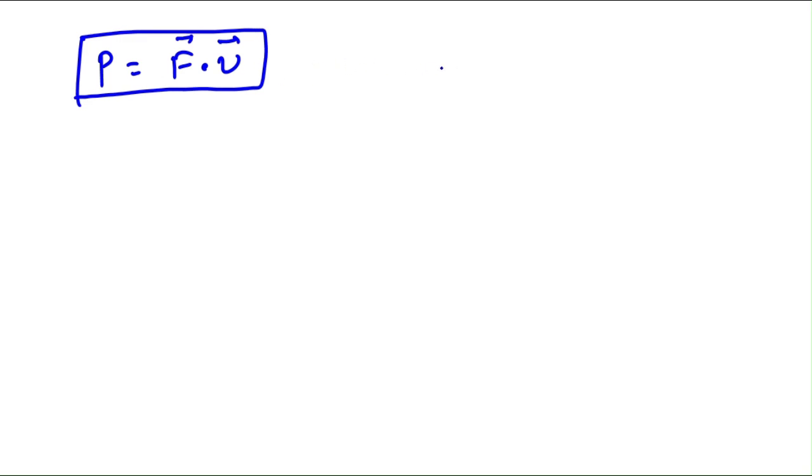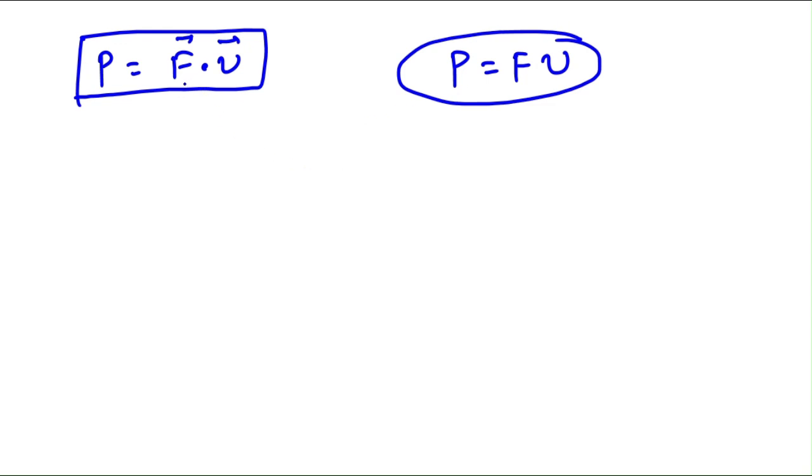So in simple terms, if the force is acting along the direction of velocity, this power will be simply F times velocity. But if there is some angle, we will have to solve it accordingly. That is the dot product, F v cos theta. Okay.